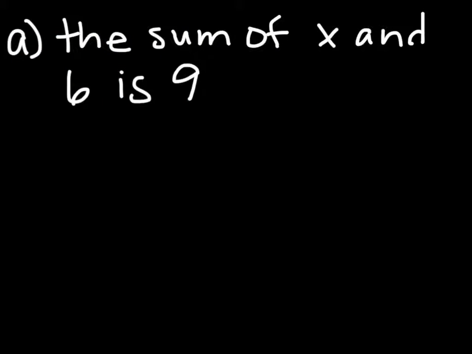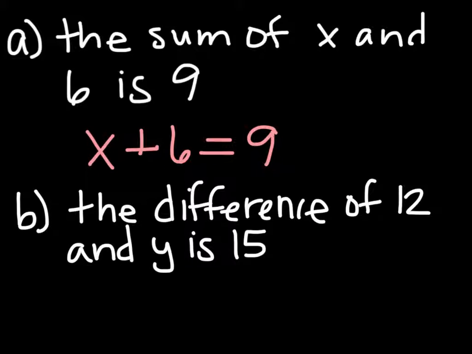Let's begin by writing some verbal sentences as equations. This first says the sum of x and 6 is 9. That's our verbal sentence. We would rewrite that as an equation by taking x plus 6 equals 9. Statement B says the difference of 12 and y is 15. We would write this as an equation by writing 12 minus y equals 15.